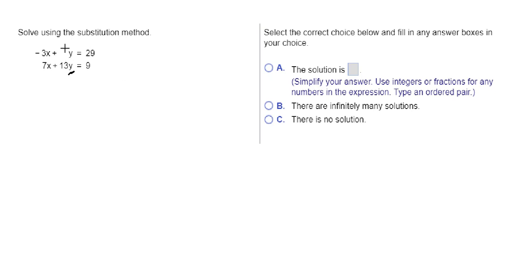All right, so the easiest thing for us to do here would be to solve the top equation for y, because all it's going to take is adding a 3x to the other side, and everything stays nice and neat.